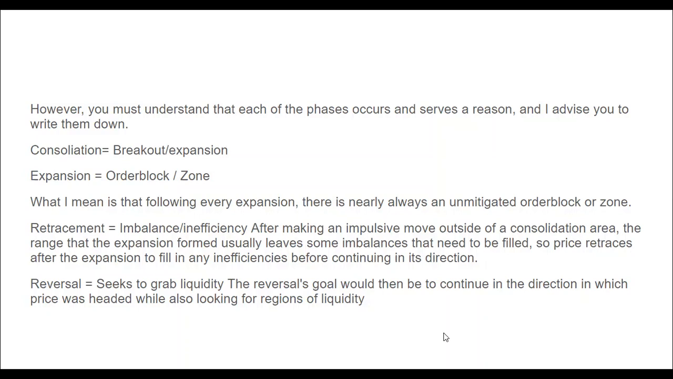So the reversal goal would then be to continue in the direction in which price was headed, while also looking for regions of liquidity. So don't forget that our liquidity is the area of our double top, our double bottom, trend line, where the retail traders usually put their stop losses, and the smart money usually comes around that place to take them out. So that's exactly what reversal comes to do. So now let's go to more examples.